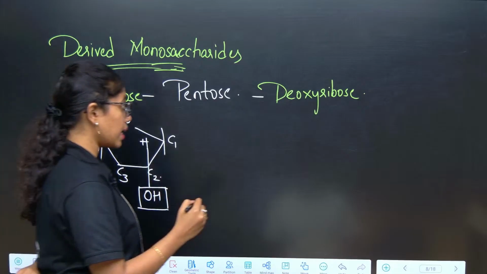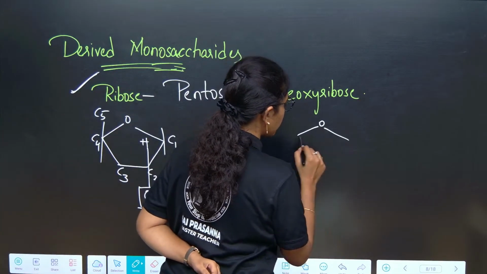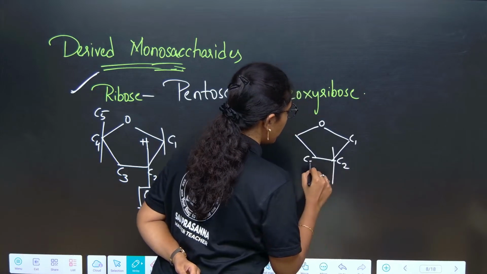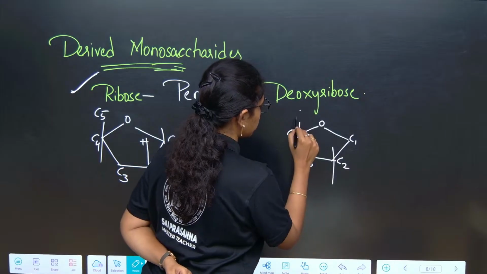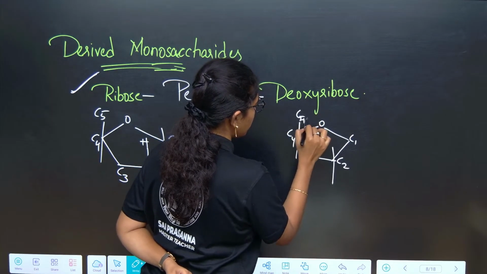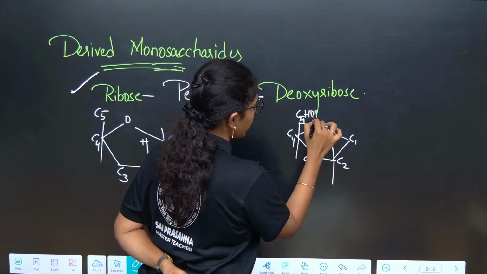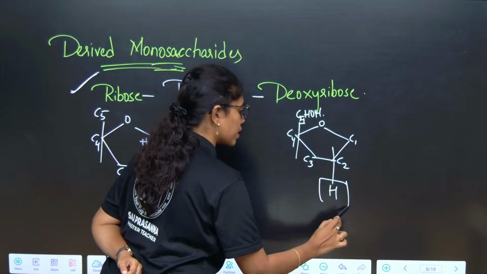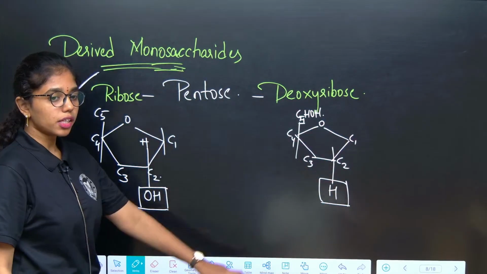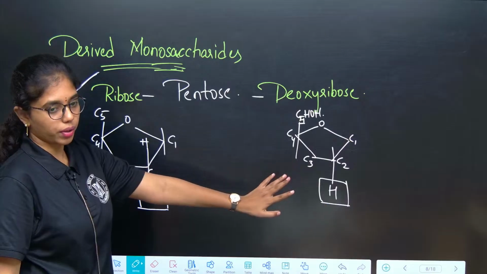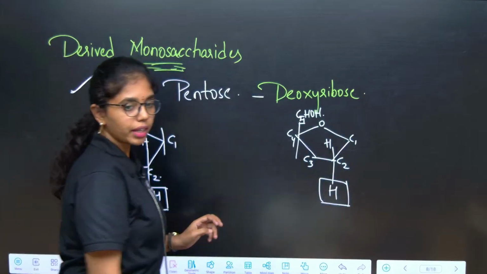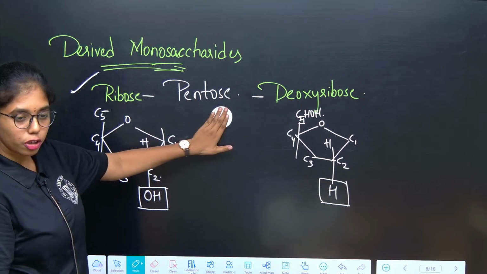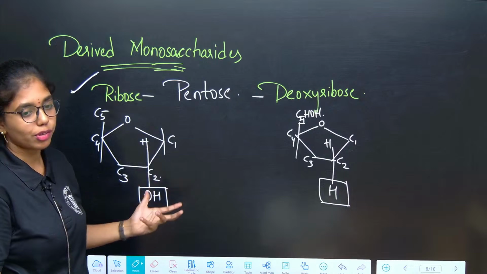Ribose. The structure will be the same for deoxyribose also, but at the second carbon oxygen is absent. At the second carbon oxygen is absent, so it has only H. That is why it is called deoxyribose sugar. Fine. This is deoxyribose and this is ribose sugar. Both of them are pentose sugars only. These are little modified monosaccharides.